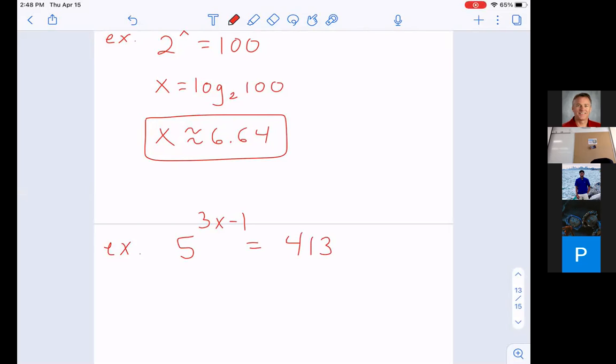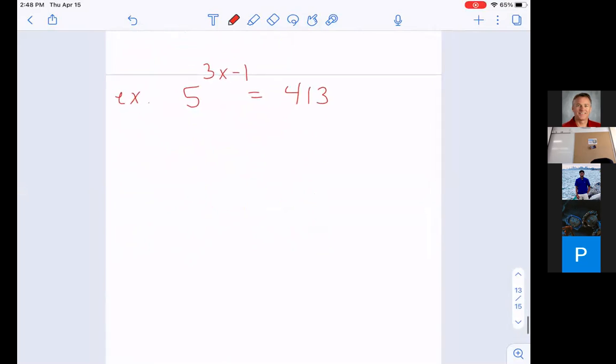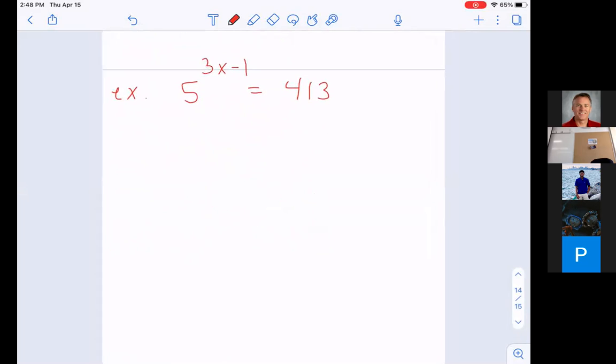So ugly looking problem, but really this is why we make calculators, right? We're gonna put this into log form. We use our calculator to solve it. So first thing I would do is put it into log form. So I'm gonna write 3x minus 1 is equal to log base 5 of 413.